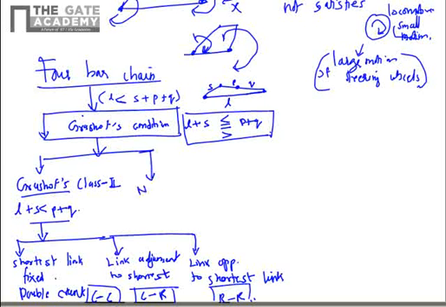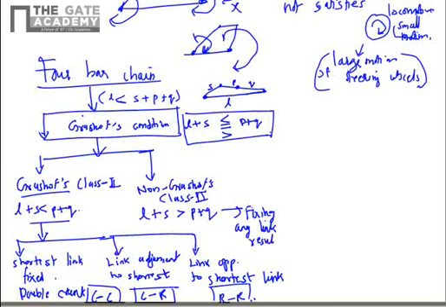The other class is non-Grashof or class 2. Here the condition is L plus S is greater than P plus Q. So L is the length of the longest link, S is the shortest link, P is the length of the intermediate link. In this case, fixing any link results in rocker-rocker. So only one category is possible.